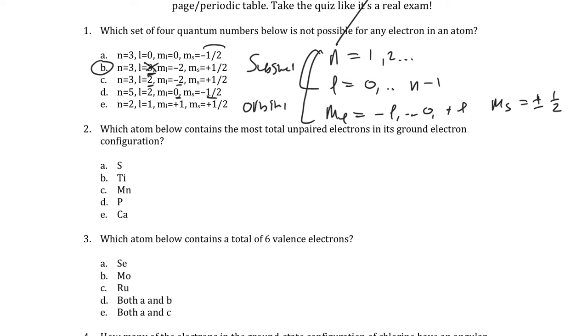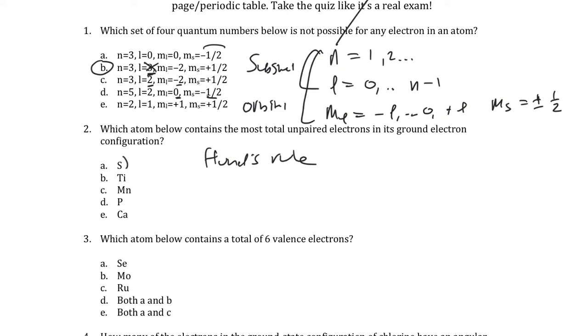Okay, so which atom below contains the most unpaired electrons in its ground state electron configuration? This question is getting at Hund's rule, which says that whenever we're filling electrons into equal energy orbitals, we maximize the spin. We use as many of the orbitals as possible.